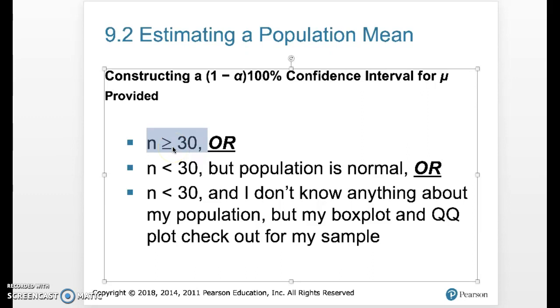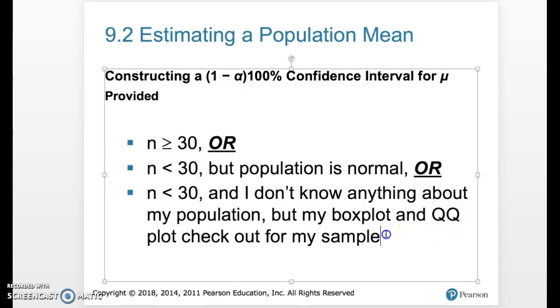So what if you have smaller than 30, like our penny example? There's two options. You can satisfy the criteria if you know the underlying population is normal. So you would have to have that information provided to you in the original setup, or maybe you had prior data where you could see that the distribution was normal for the underlying population. Or if you're less than 30 and you don't have that information, you need to check your box plot for outliers and your QQ plot to make sure it's approximately linear, and then proceed.